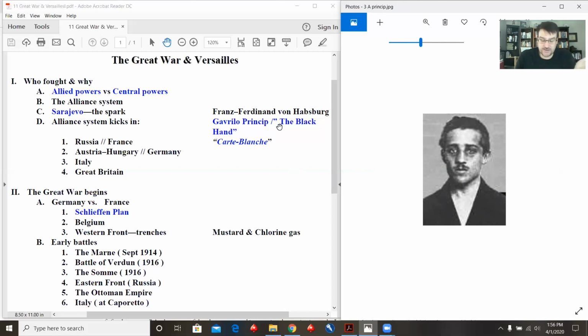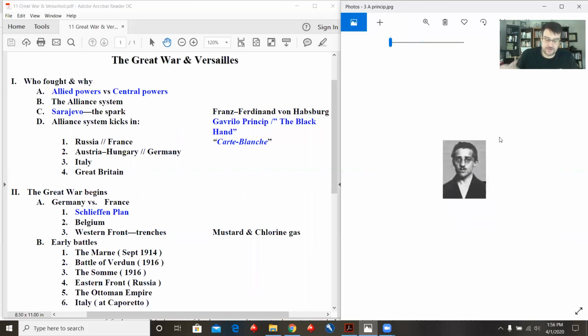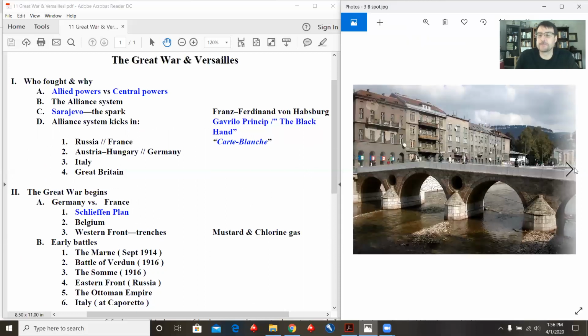He steps right up to the car, pulls out his pistol, shoots the Archduke, and shoots the Archduke's wife. He shot the Archduke in the neck, mortally wounding him, and he shot the Archduke's wife in the stomach, mortally wounding her. The car then sped away and went to, I think, the local police station, if I remember correctly, where they died.